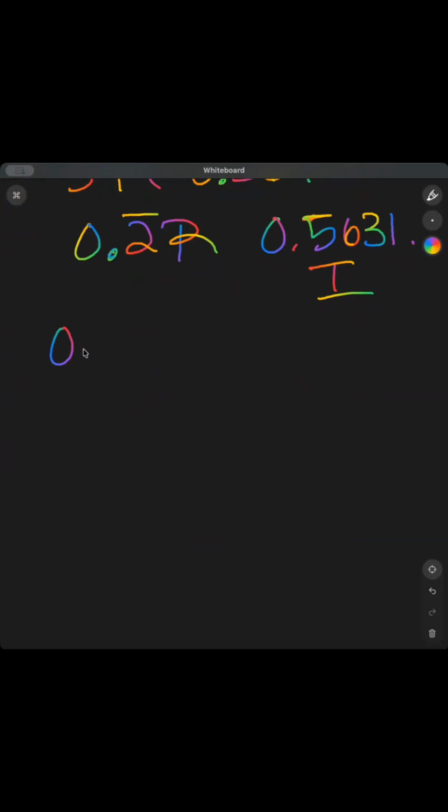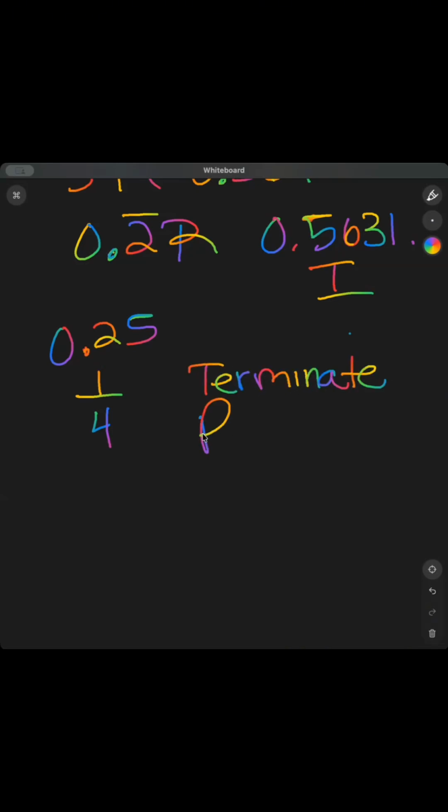Quick check. 0.25. Is this rational or irrational? Well, first we can put it as a fraction, 1/4, but we can ask ourselves those questions too. Does it end? Yes. So it does terminate. So it is rational.